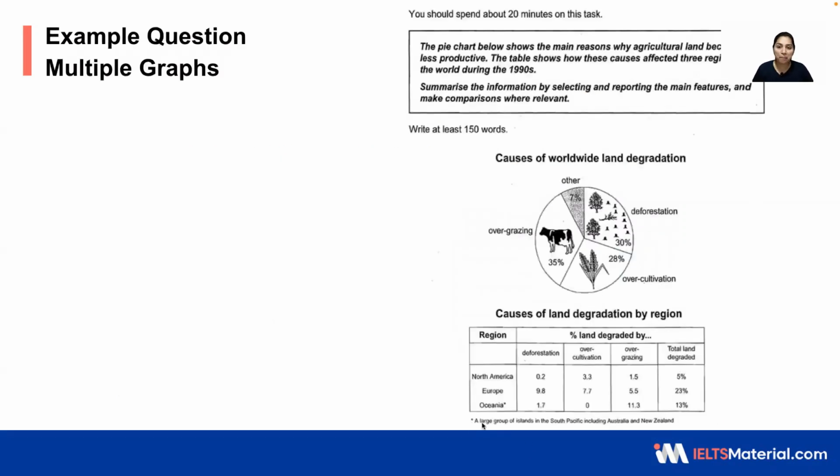Now, the last part that we are going to discuss is multiple graphs. This is talking about two different graphs. You can see the example clearly states the pie chart and the table chart. So it has two different types of charts. So in the third paragraph, initially you will explain about the pie chart and then you will explain about the table chart. Also see if there is any connection between the two charts.